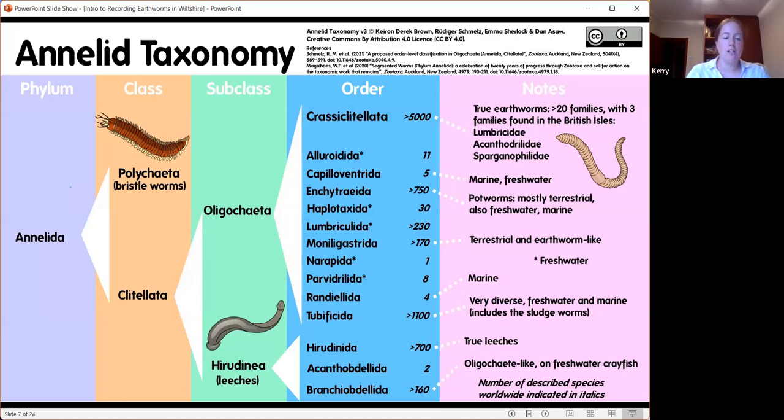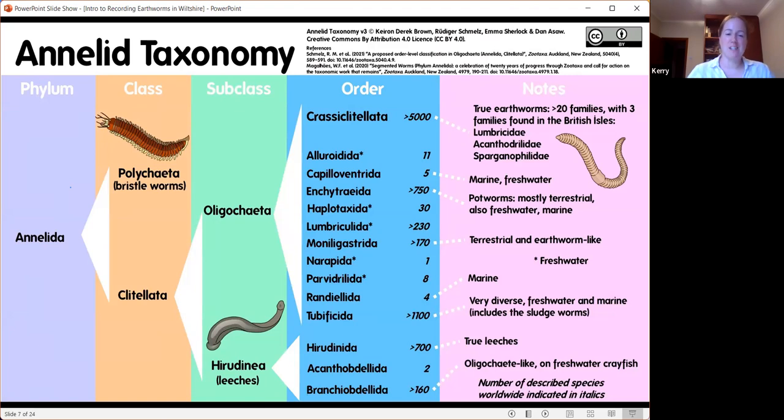And then you've also got the Clitellata, and these are a group of worms that all have a clitellum, and Keiron will talk about what a clitellum is a bit later on. And then the Clitellata are split into leeches and oligochaetes. And then this is where it starts to get really complicated, and every year it changes.